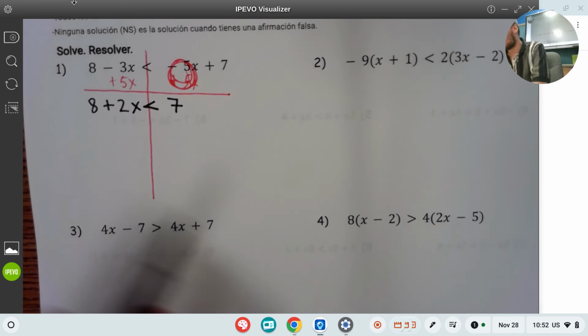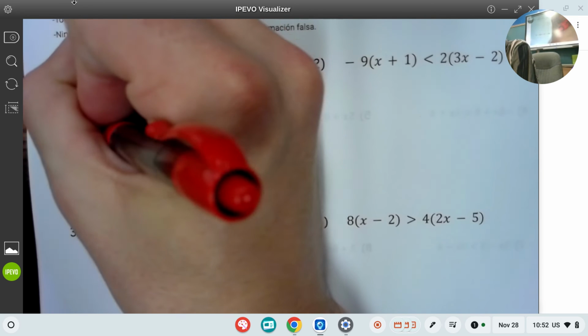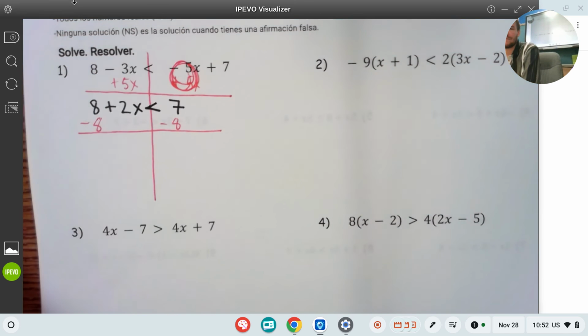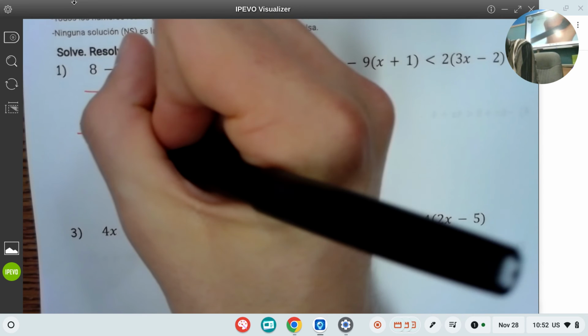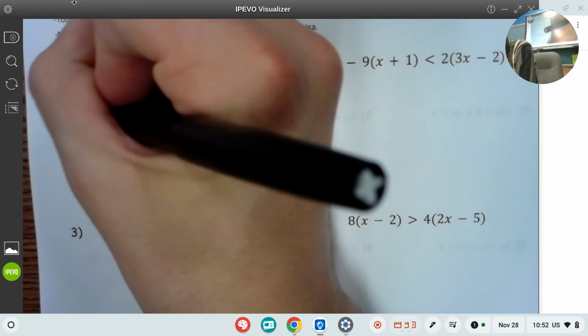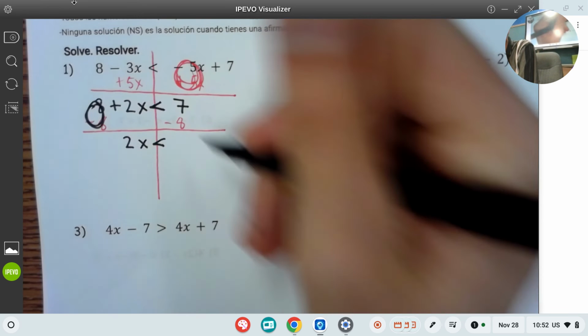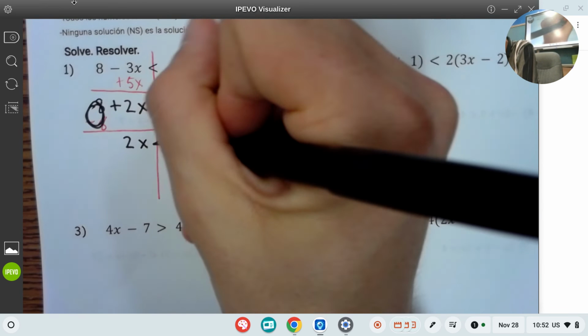We're going to now move our 8 to the other side, minus 8 on both sides. Again, very normal. We've done this procedure like hundreds of times, actually. 8 minus 8 is 0. And 7 minus 8 is negative 1.